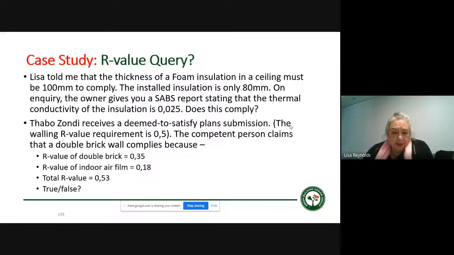Let's look at the other thing. So, Tabo receives a deemed to satisfy plan submission. The R value requirement for the walling is 0.5. The competent person claims that a double brick wall complies because the R value of a double brick wall is 0.35, and the R value of the indoor air film is 0.18. So therefore the total R value is 0.53.